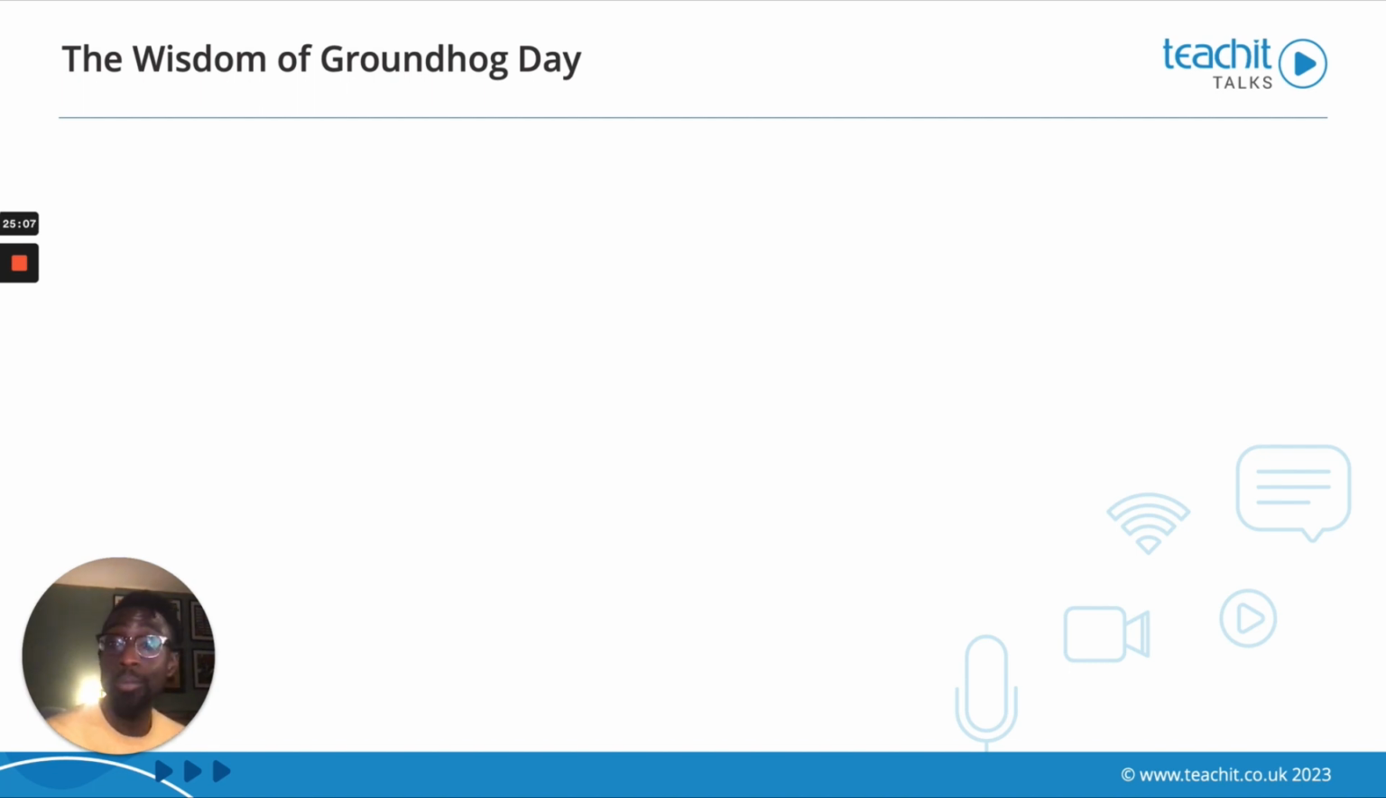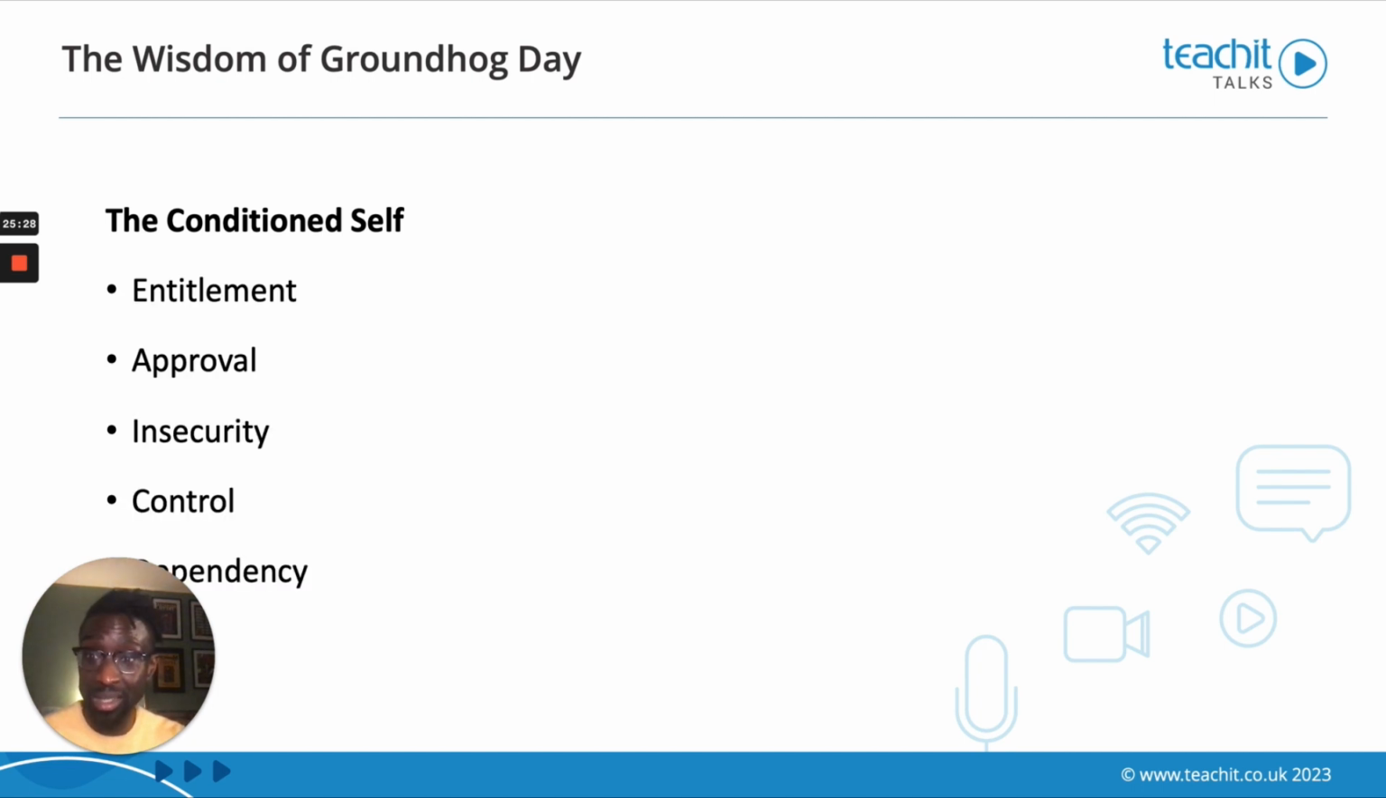And there's a book called The Wisdom of Groundhog Day, which offered two distinctions that I think are quite useful for us to summarize some of this conversation. The first is this thing called the conditioned self. It's an idea that society is conditioning us in certain ways, and that's preventing us from really flourishing. You'll see yourself in this list. That last one says dependency.